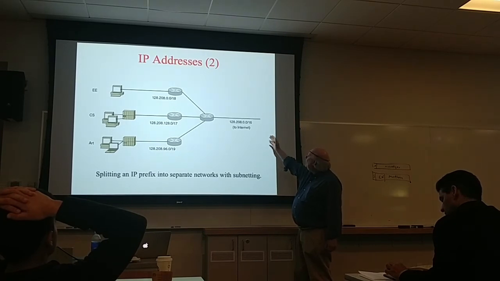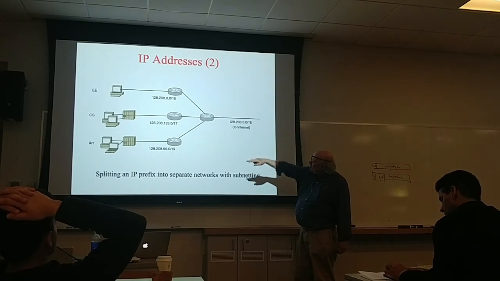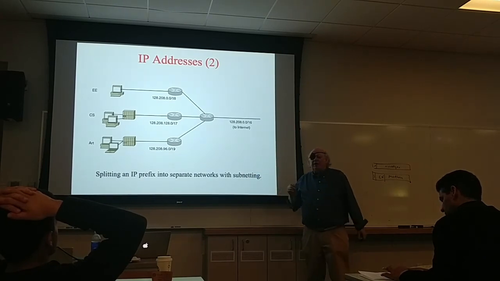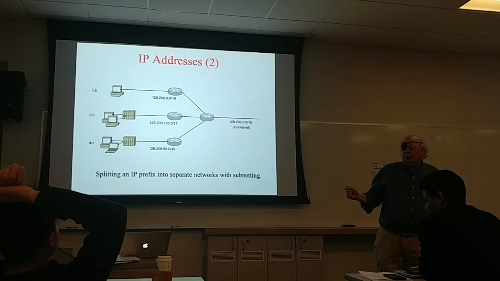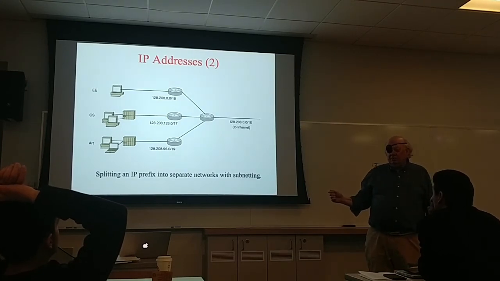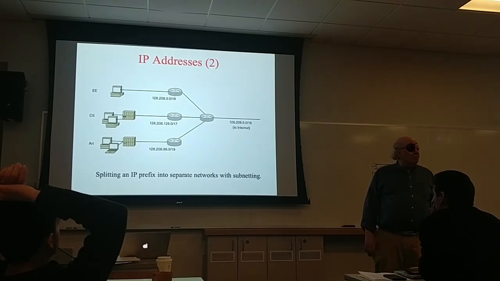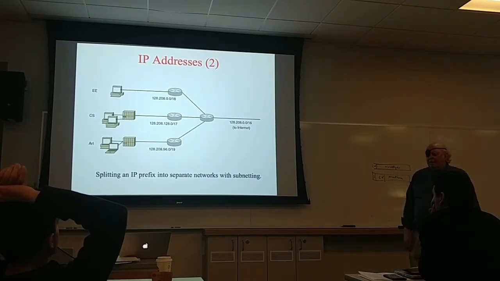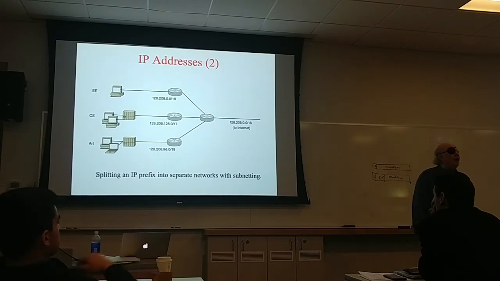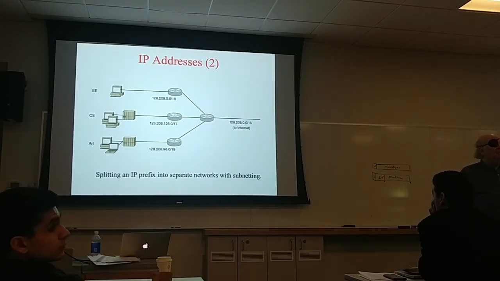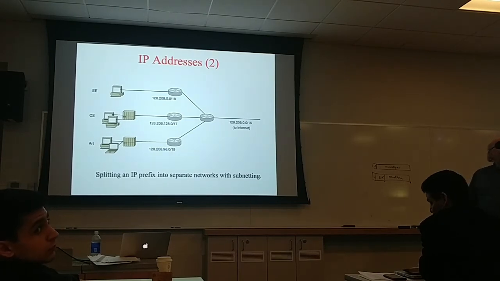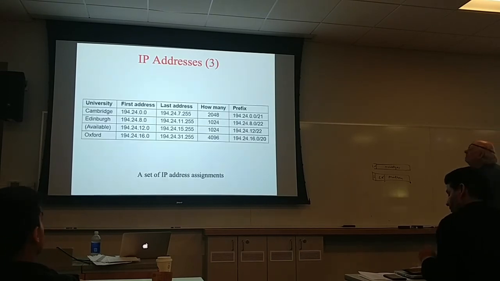So now, if these guys are off over here, and these are all departments within this university, all I need to know to route to this university is it's a 128.208. Anything going to 128.208 goes there. And then they'll figure it out from there. So that's the only thing that has to be out on the routing tables to the right. Exactly. Right?